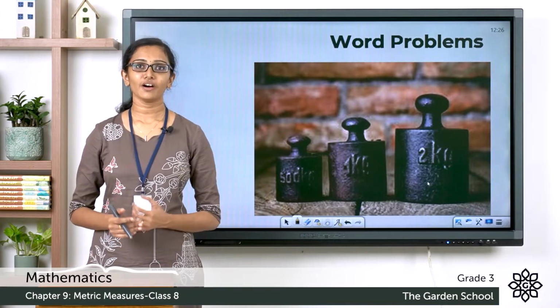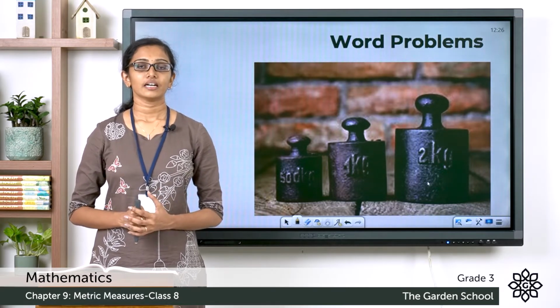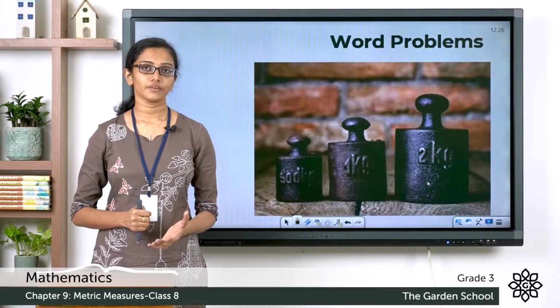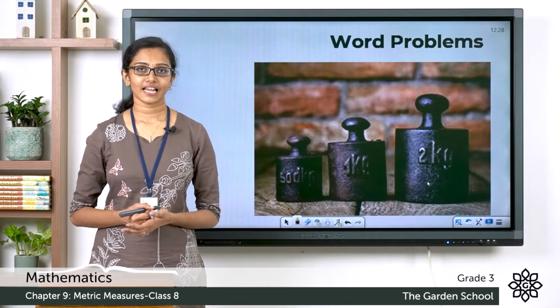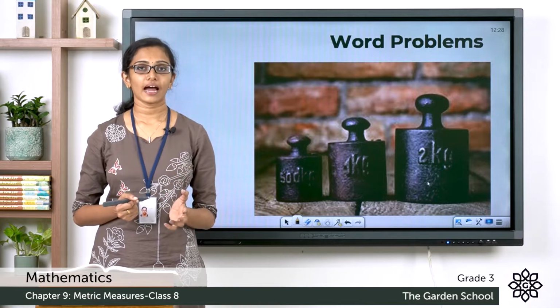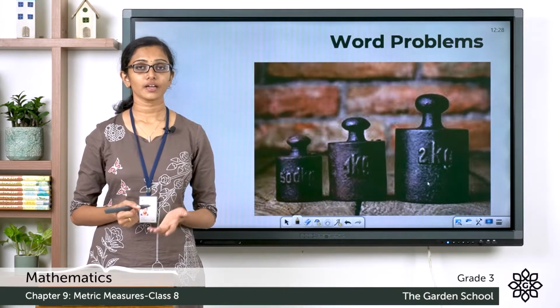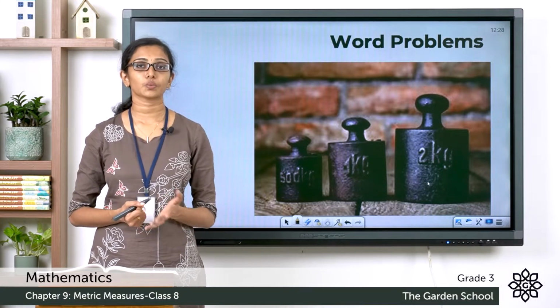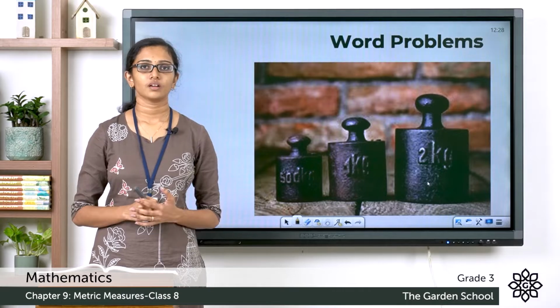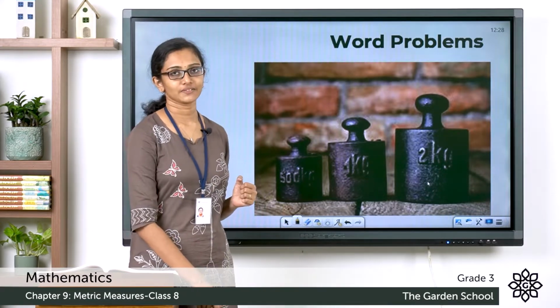We have been learning about different measurements of weight. Today, let's see a few word problems involving calculations with measurements of weight. In the previous class, we learned how to add or subtract different measurements of weight. So today, we'll see a few word problems that involve calculations with measurements of weight. Before moving on to the questions, let's do a fun activity.